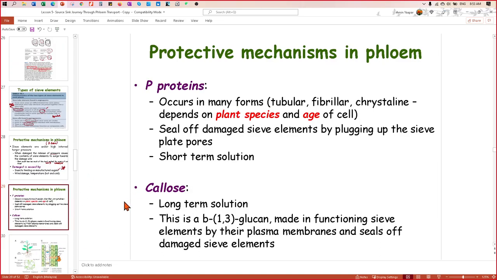So here come the P-proteins, okay? You can think of them like the seal or the plug that will plug any damage happening to the plant. Okay, they seal damaged sieve elements by plugging them up. And this is for the short term. Okay, short term.